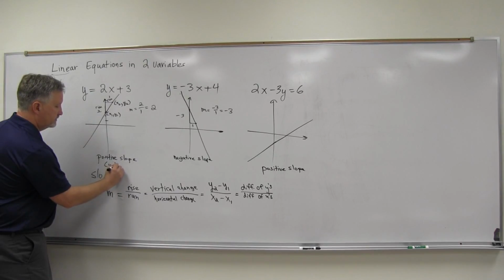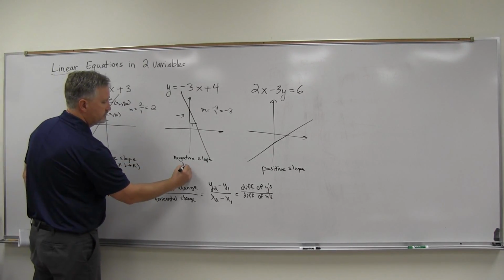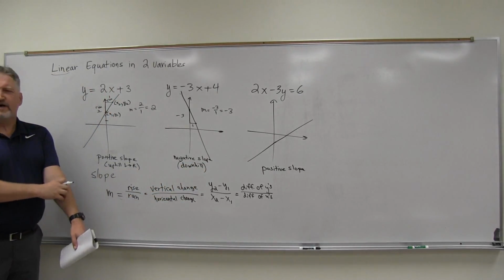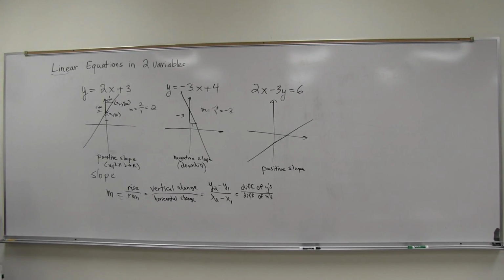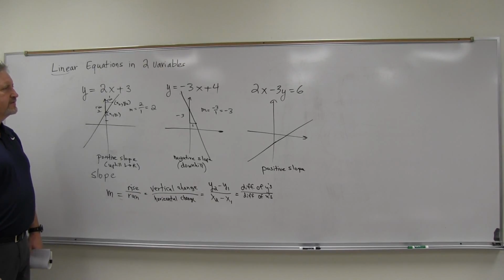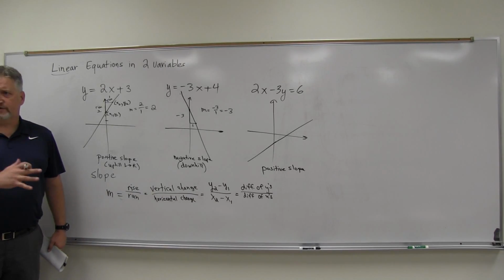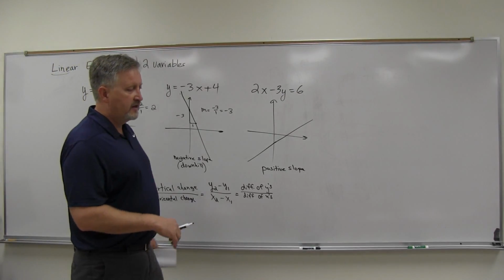So these are uphill, left to right, and these are downhill, left to right. And like I said, that's helpful sometimes to know what kind of slope you've got. All right, easy tell. Now there are two other possibilities as far as positive and negative.